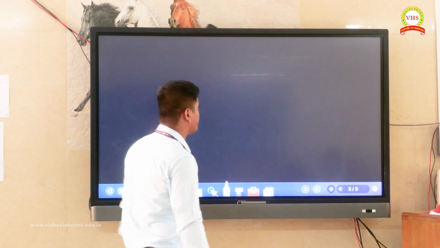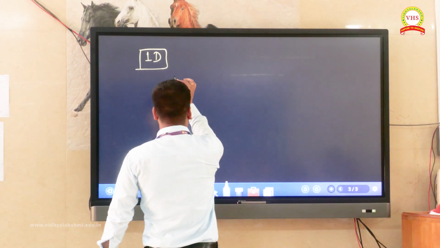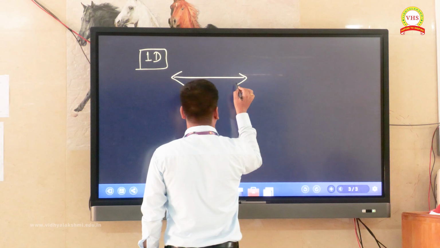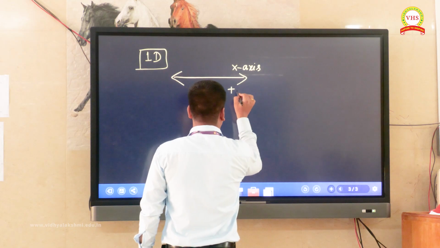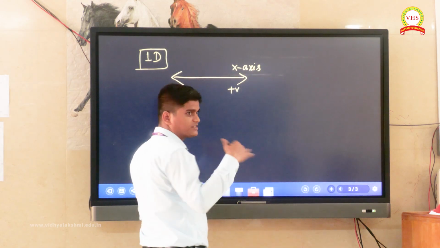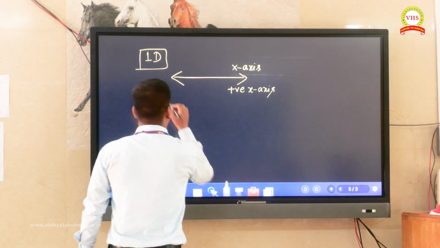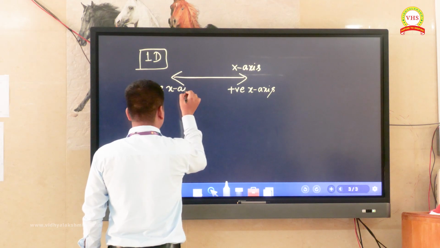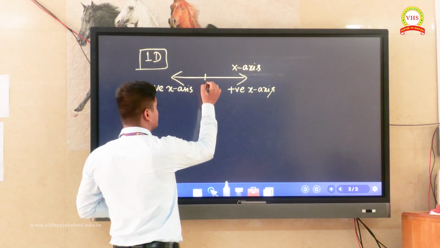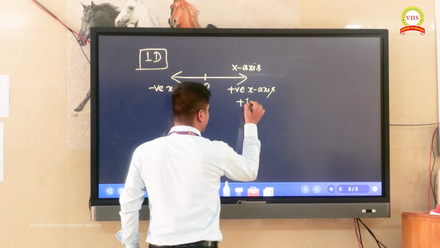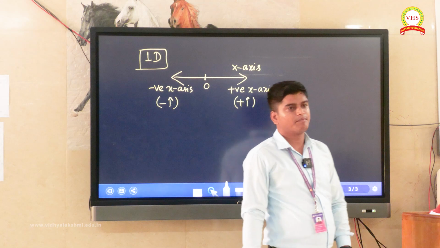Now let's understand some unit vectors. Suppose I consider 1D. In 1D, let me take the x-axis. On this x-axis, this is your positive x-axis. This is your negative x-axis. Here this is your origin O. This is your plus I cap. This is your minus I cap.